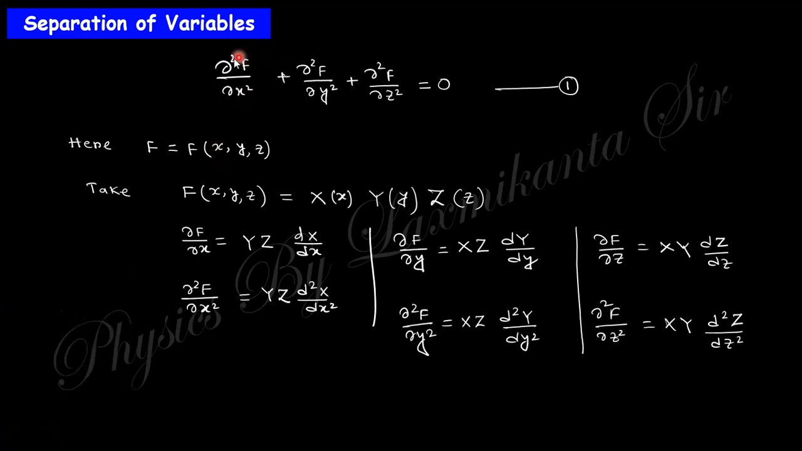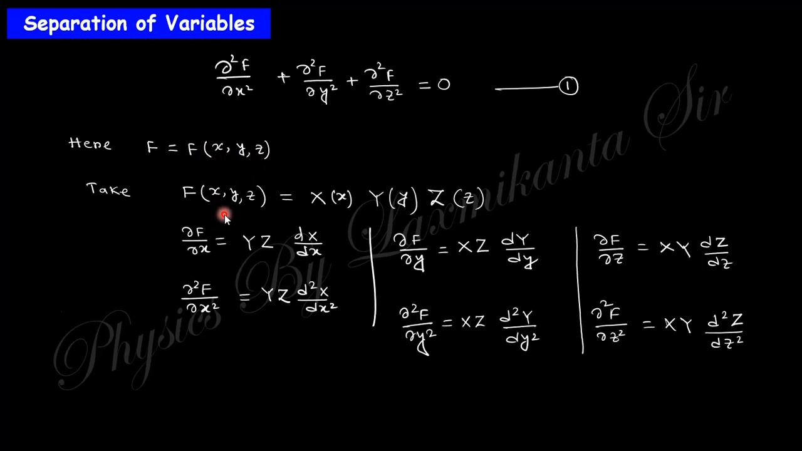This is the partial differential equation where f is a function of x, y and z. Clear? If there is only one variable, then we write df/dx like that. But here f is a function of x, y and z. That's why this equation will be in the form of del. Del is the notation of the partial derivative. So here we take f as a function of x, y and z.